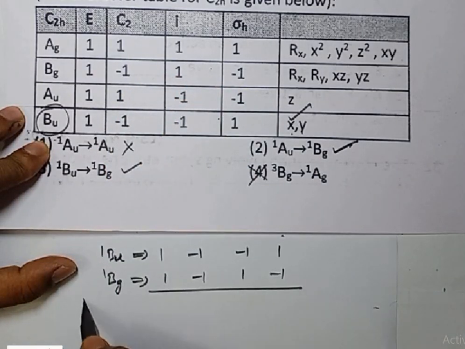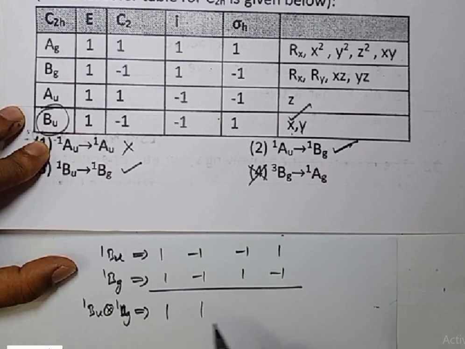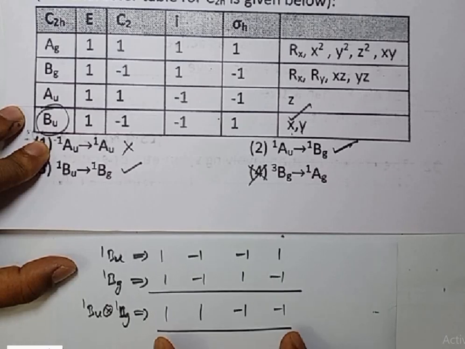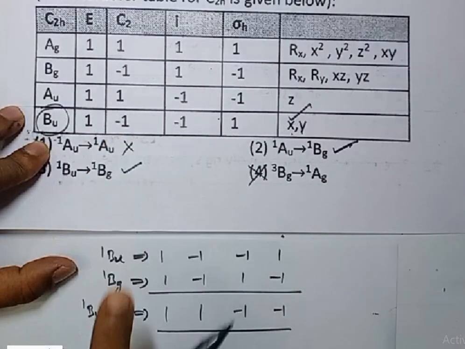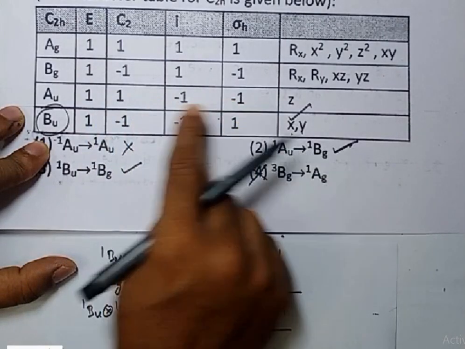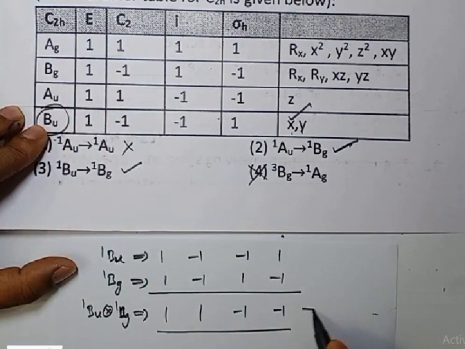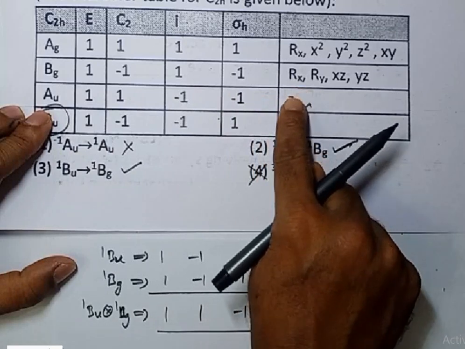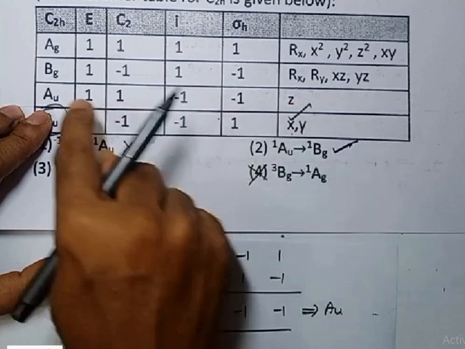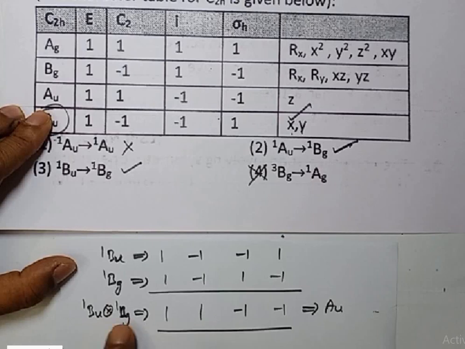Now take the direct product of BU into BG. Just multiply: 1, 1, minus 1, minus 1. Now just analyze the character table and identify which irreducible representation has these characters. 1, 1, minus 1, minus 1. Yes, it is AU. But along AU, if you analyze this area, I have only Z. So this transition, singlet BU to singlet BG, is Z polarized allowed.